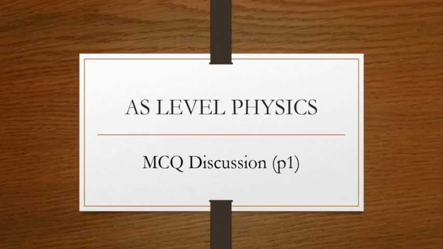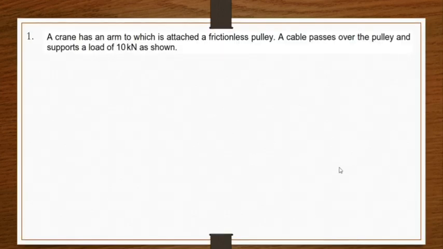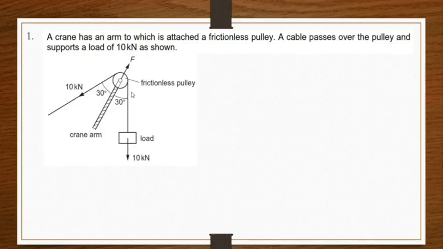In today's lesson, we will review the AS Level Physics, and I will start with paper 1, the multiple choice questions. Number 1, a crane has an arm to which is attached a frictionless pulley. A cable passes over the pulley and supports a load of 10 kilonewtons as shown.